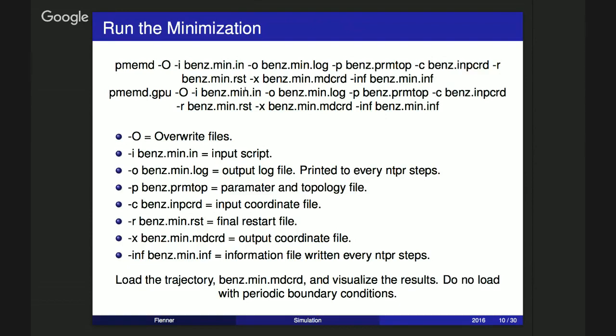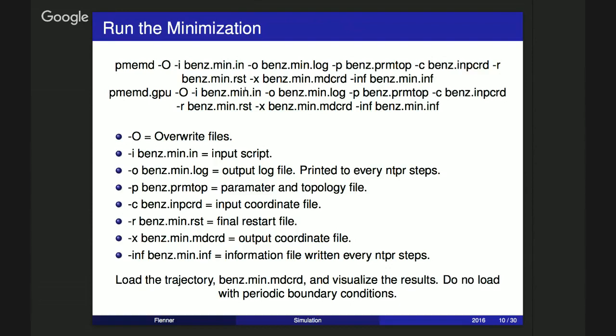Dash P. So this is the parameter and topology file. Remember the topology file that you read in initially? This is the same file. So once again, this is telling Amber the same thing as it told the earlier program: what the atoms are, and the parameters for the interactions and everything. We didn't care too much about the parameters and the interactions.